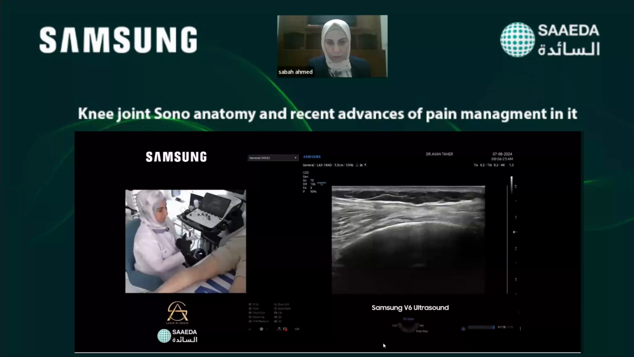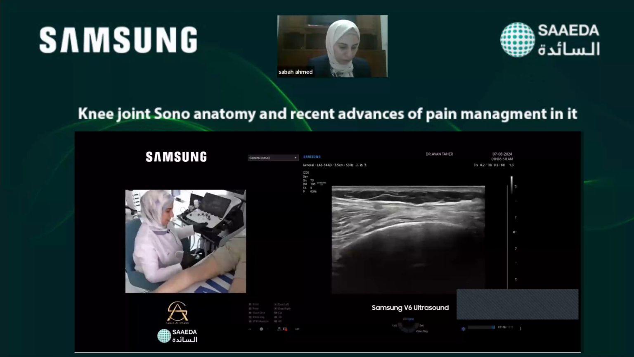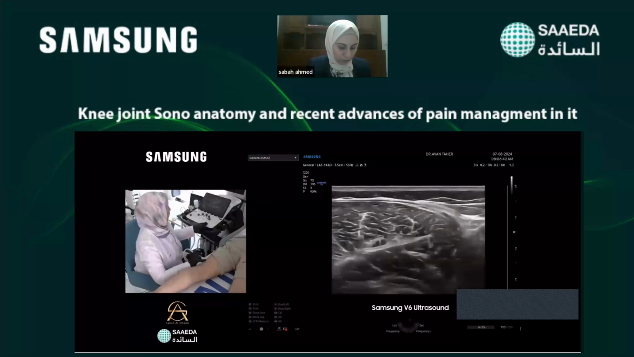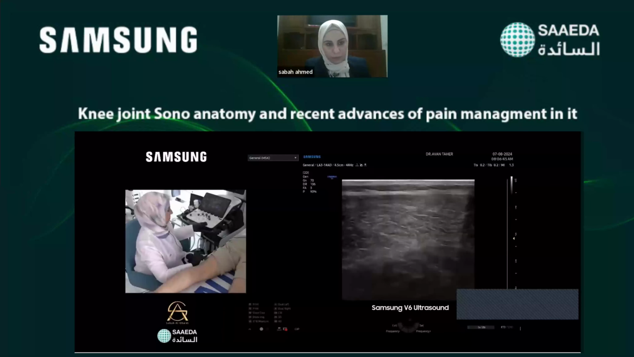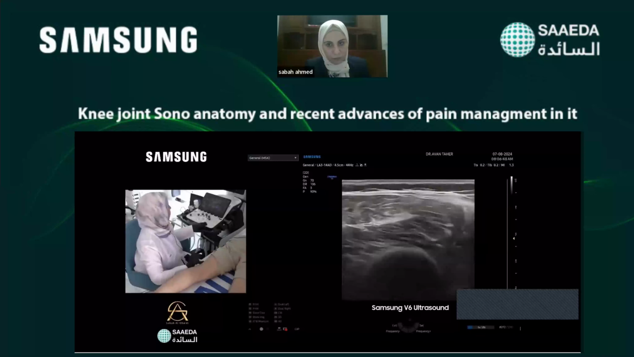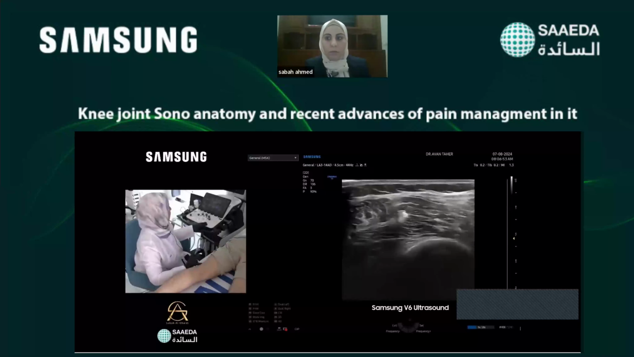Now we examine the posterior compartment of the knee joint by putting the patient in a prone position. So what can we see posteriorly? What are the most important structures to be seen? I begin from the lateral part. In the lateral part, we have two muscles. The superficial muscle is called the long head of biceps, and the deep one is the short head of biceps.